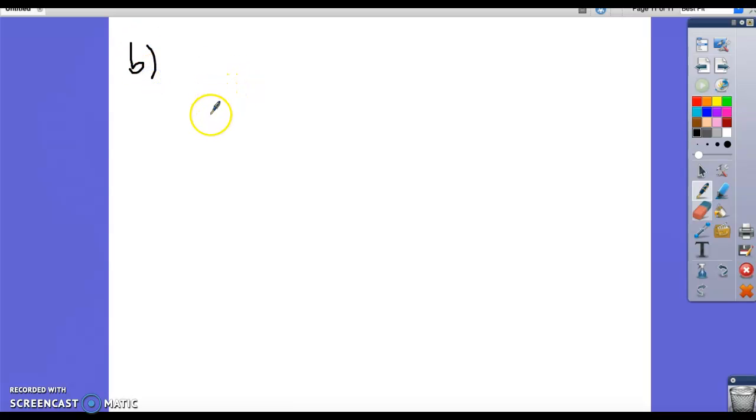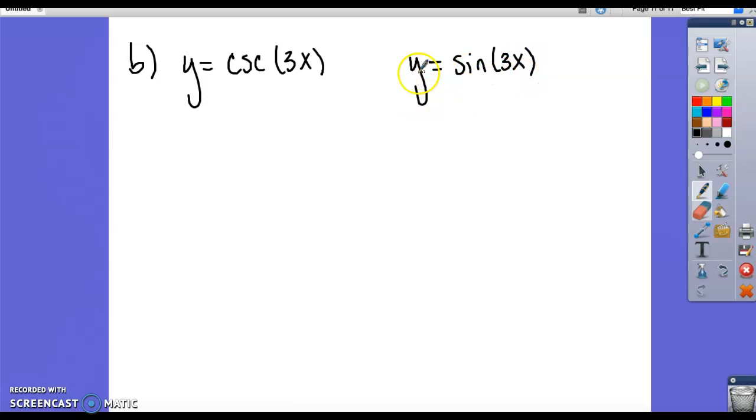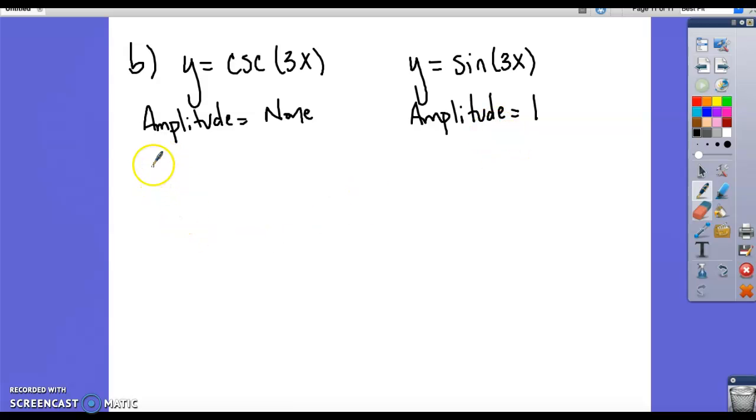Okay, the next function I'm going to graph is y equals the cosecant of 3x. Okay, since cosecant and sine are reciprocal functions, I'm actually going to graph sine of 3x first, and then cosecant from that function. Okay, so cosecant, just like secant, does not have an amplitude. Okay, but the amplitude of this function, which I need to know because I'm going to graph this first, is 1.